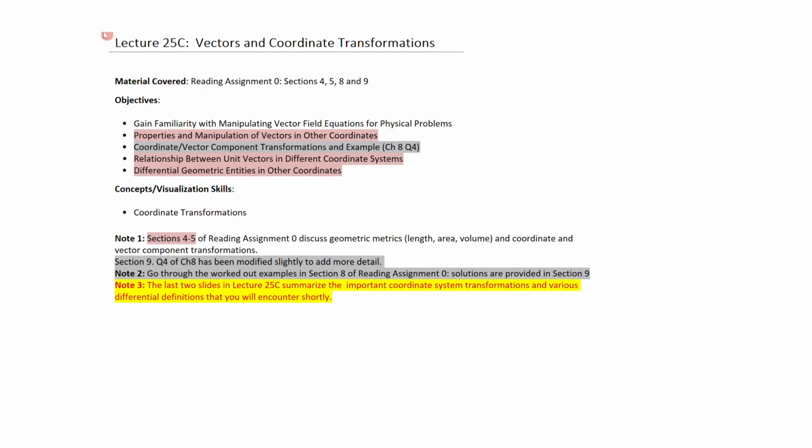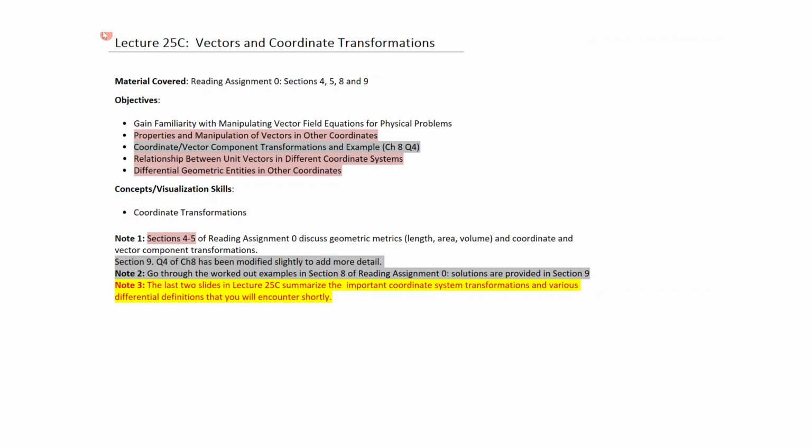Welcome to Lecture 25C entitled Vectors and Coordinate Transformations. This material comes from Reading Assignment 0, Sections 4, 5, and 8 and 9, 8 being problems and 9 being solutions. So the objectives here are to gain familiarity with manipulating vector field equations for physical problems.